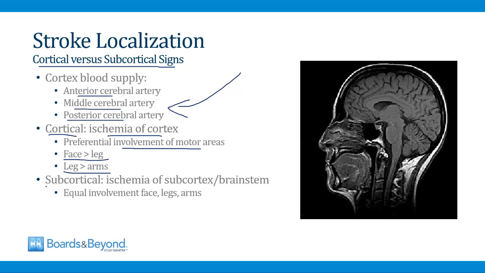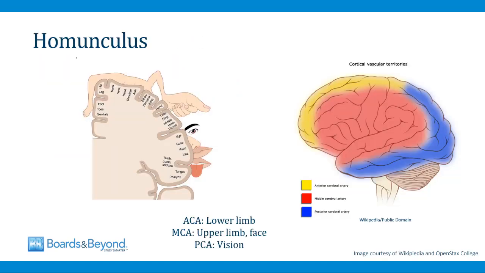And so that's a subcortical sign, equal involvement of the face, legs, and arms. This indicates that the ischemia is not in the cortex, it's somewhere lower down in the subcortex or in the brainstem. The reason cortical strokes have preferential motor involvement of different areas of the body, like the face, arms, and legs, is because of what's known as the homunculus.